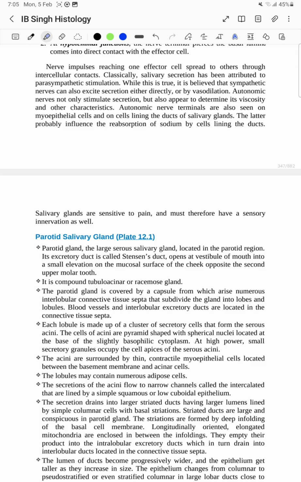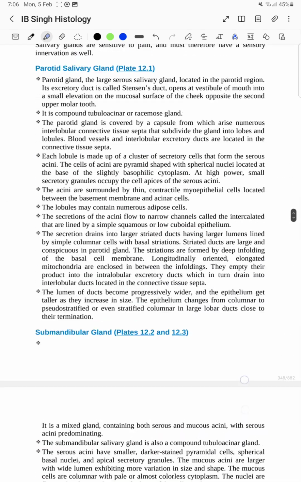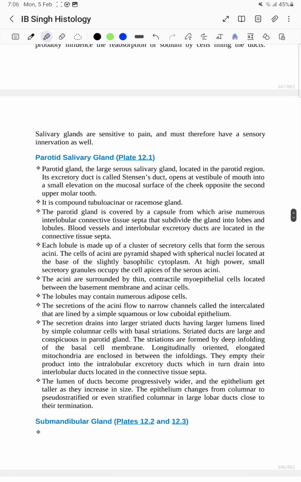Autonomic nerves not only stimulate secretion but also appear to determine its viscosity and other characteristics. Autonomic nerve terminals are also seen on myoepithelial cells and on cells lining the ducts of salivary glands. The latter probably influence the reabsorption of sodium by cells lining the duct. Salivary ducts are sensitive to pain and must therefore have a sensory innervation as well. Parotid salivary gland.